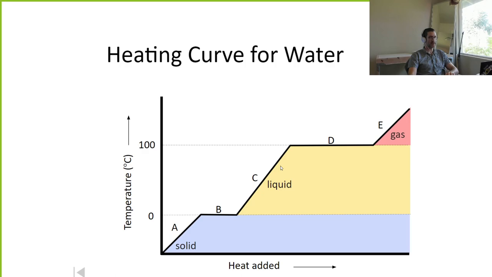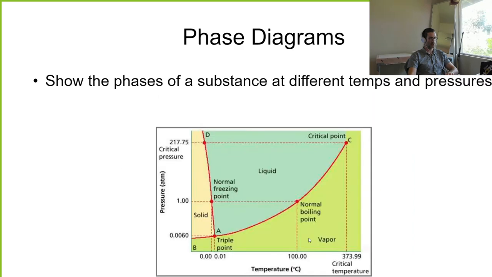Next, we have a phase diagram where we have temperature on the x-axis instead of the y-axis, and we have pressure on the y-axis. And we didn't even have pressure before. Okay, so let's look at this. How can we read this? As we go up on this chart, we increase pressure. As we go to the right, we increase temperature. So this line, from the triple point to the critical point, is the boiling line.